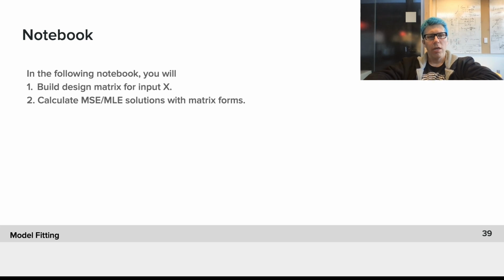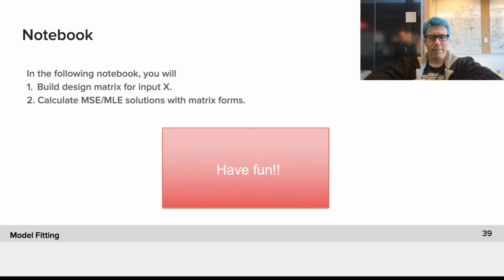So in the notebook, you will build a design matrix for input x and calculate the mean squared error and maximum likelihood estimation solutions for matrix forms. Have fun.